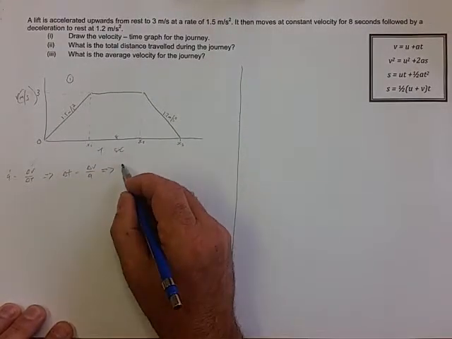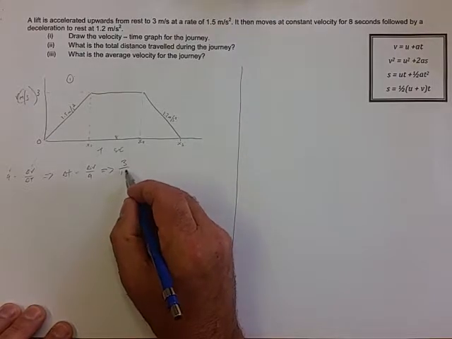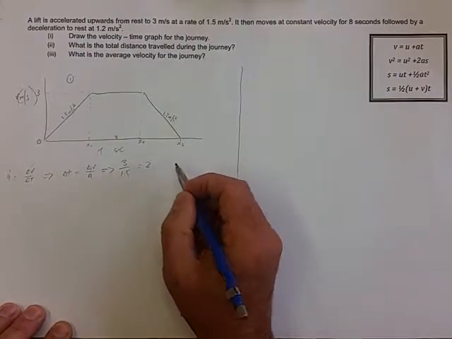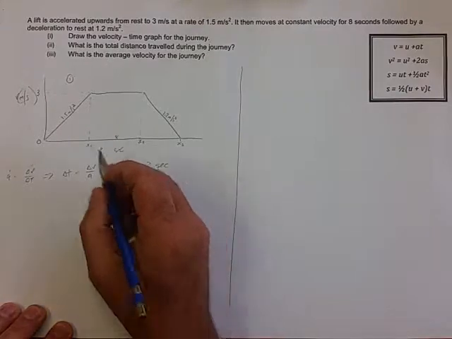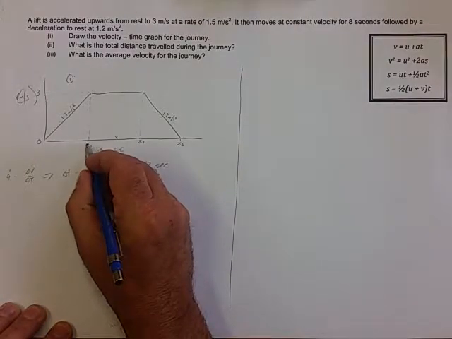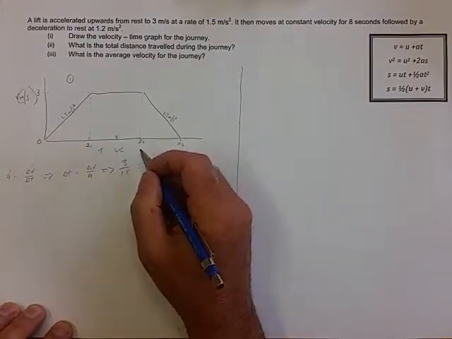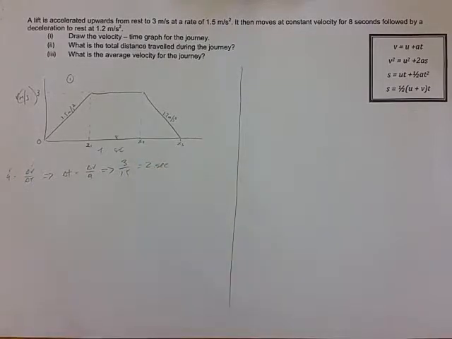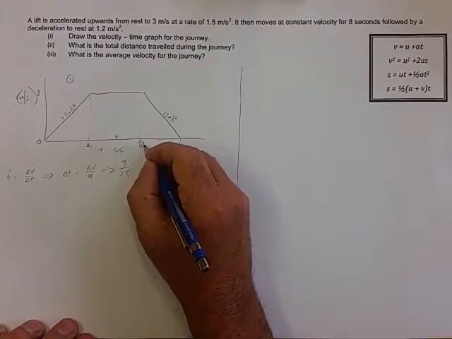So if we put the numbers in, we've got 3 divided by 1.5 equals 2 seconds. So we know that that's 2 seconds, and because that was 8 seconds, we now know that at this point it was 10 seconds.